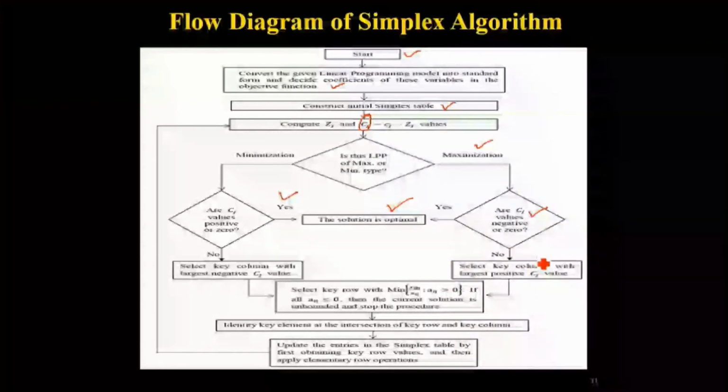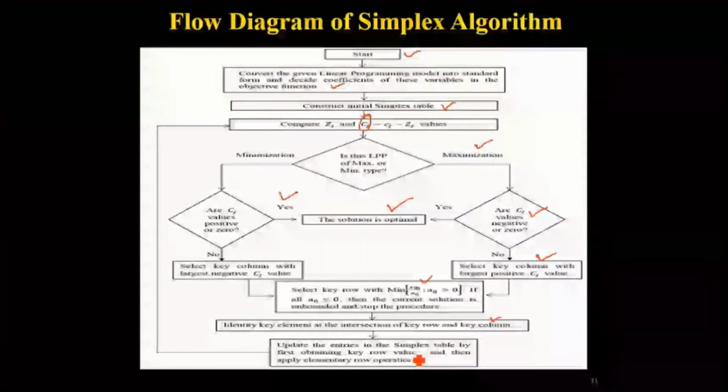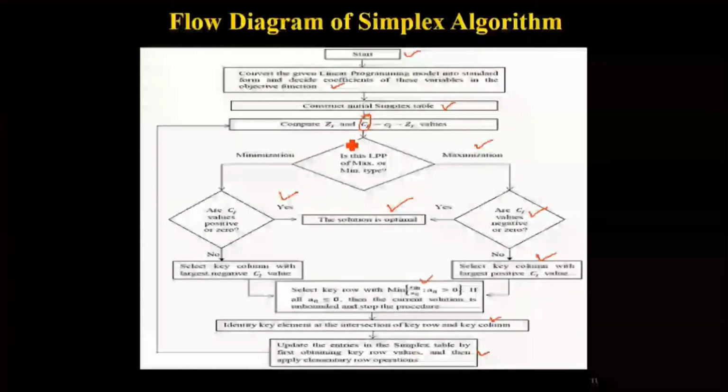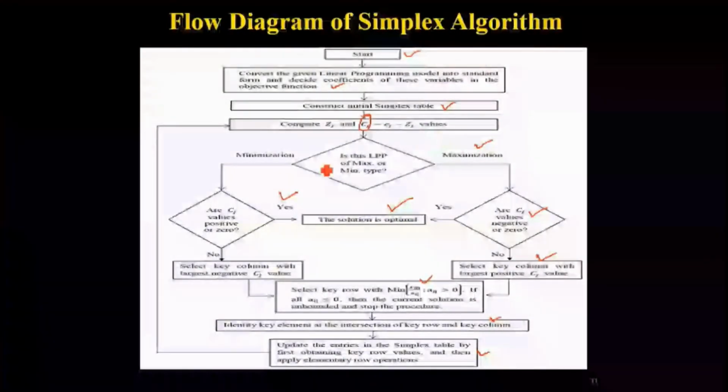That means we have to select the key column with the largest positive Cj value, then we have to find out the ratio and take the minimum of the ratio. After finding the minimum of the ratio, identify the key element at the intersection of the key row and key column, then update, and then again you have to go to step 4, that is, find the Cj value and calculate.